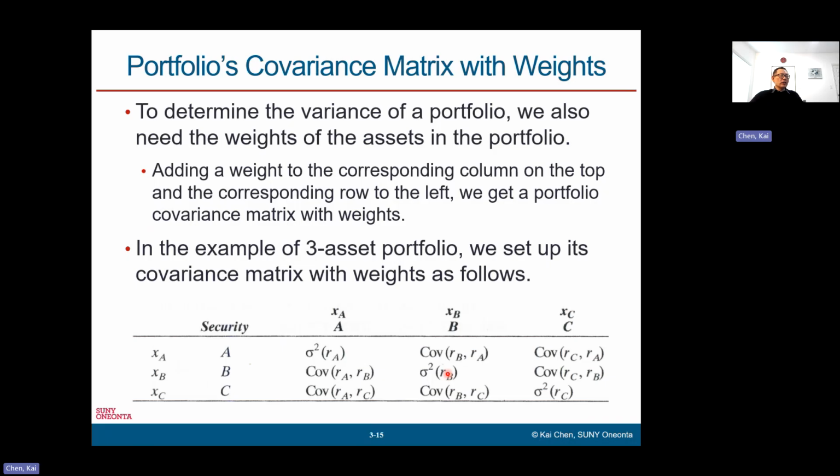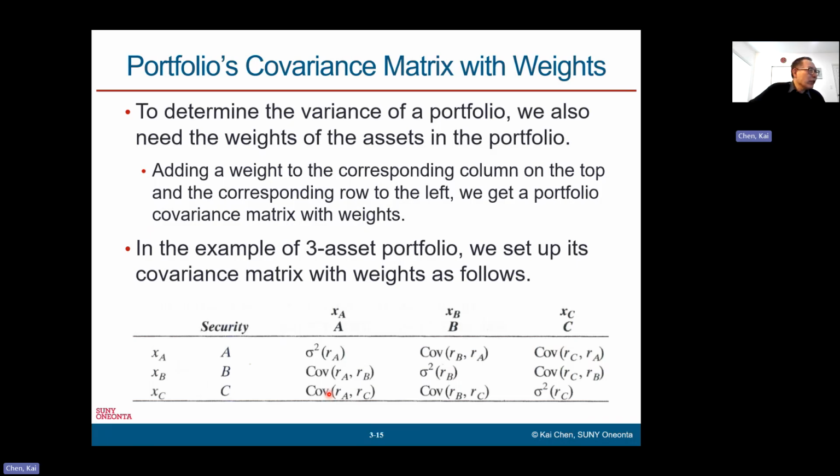This one is the variance of asset B, right? And this one is the variance of asset C. And also, we can see a pair of covariances symmetrically around the diagonal have the same value. For example, this one, the covariance between asset C and asset A, has the same value as this covariance, that is the covariance between asset A and asset C.